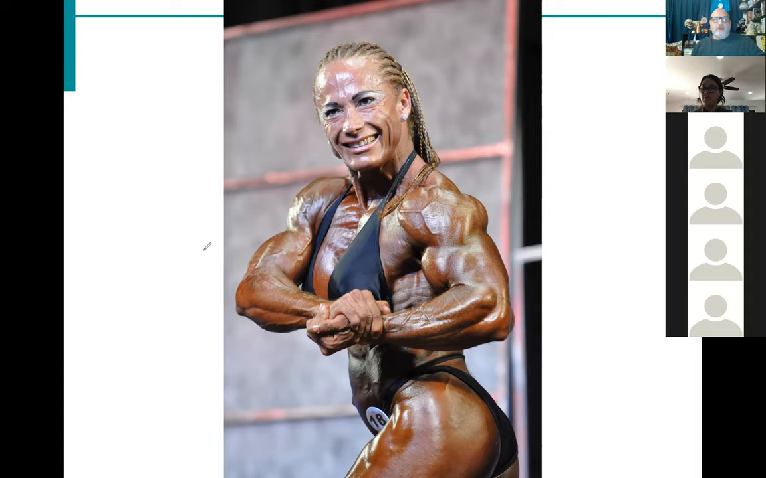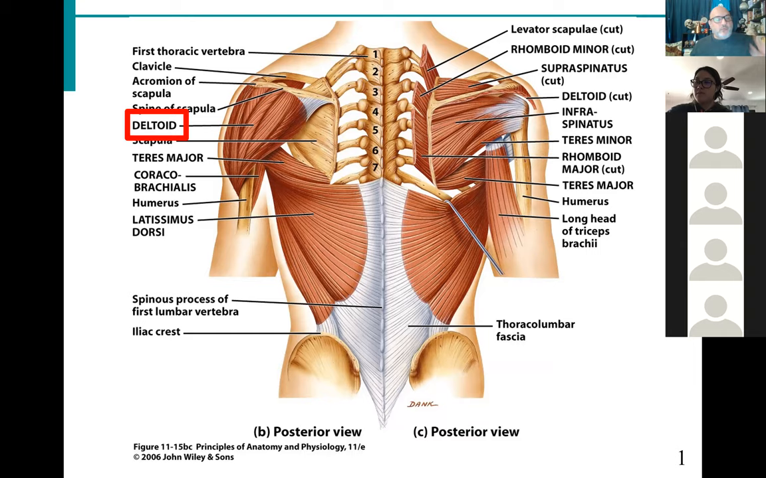All right. Questions on that? All right, those are the 3 big flexors of our arm. Let's talk about one of the muscles we just mentioned, the deltoid.